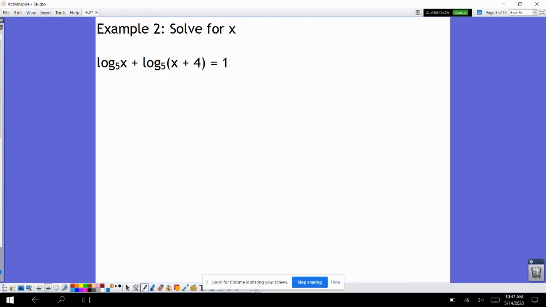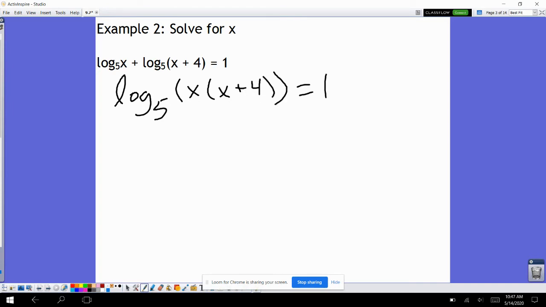Okay, let's try again. Log base 5 of x plus log base 5 of x plus 4 is equal to 1. Now we're adding, the sum of two logarithms with the same base. So that means it's the same as taking log base 5 of the product of x and x plus 4, so log base 5 of x times x plus 4 is equal to 1. What we need to do is rewrite this equation as an exponential. So we have x times x plus 4 is equal to 5 to the first, which is just 5.